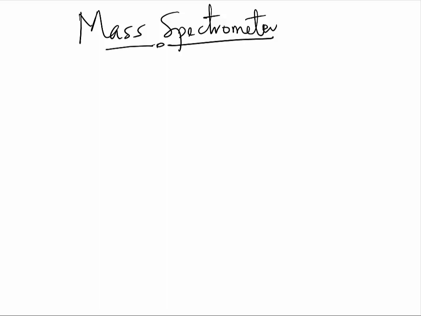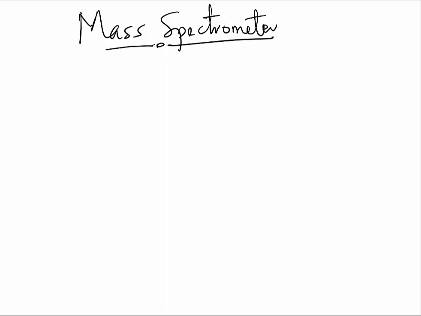There is a very powerful instrument in a chemistry lab called a mass spectrometer. A mass spectrometer can be used to know the identity of a substance, to find the formula of the substance.